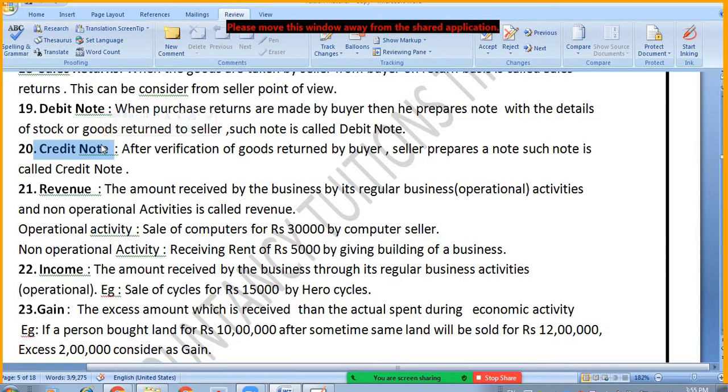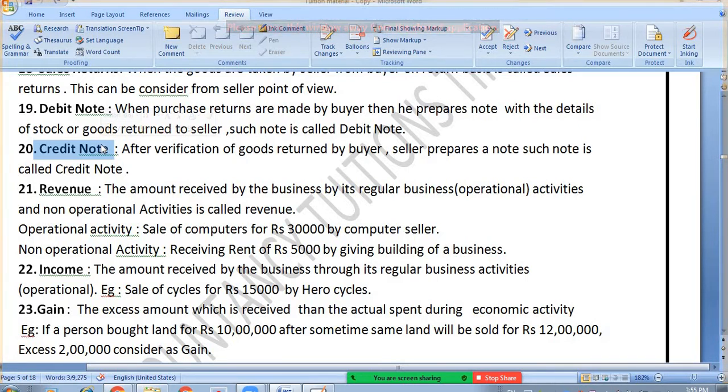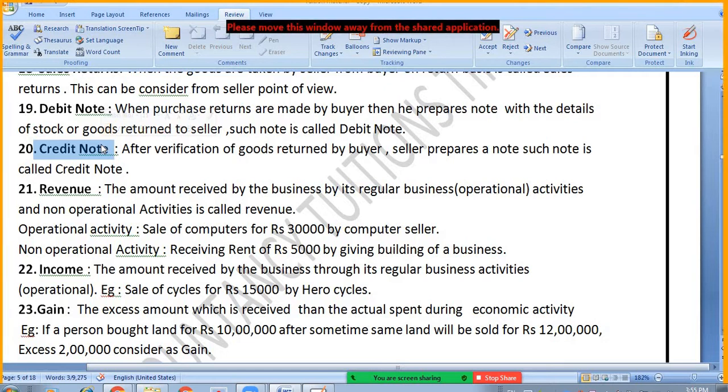So who will give the credit note? The seller will give the credit note. The debit note will be provided by the buyer. That is the major difference between a debit note and a credit note. These two transactions take place at the time of return of the goods.